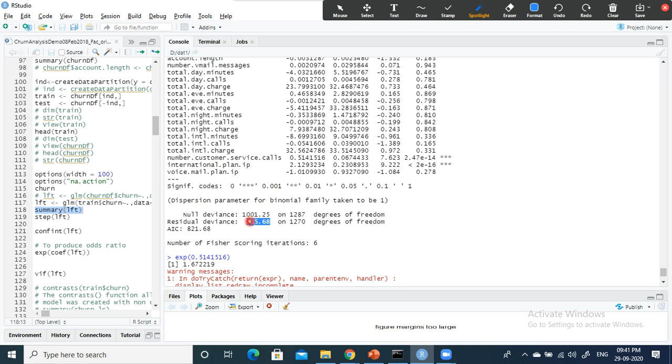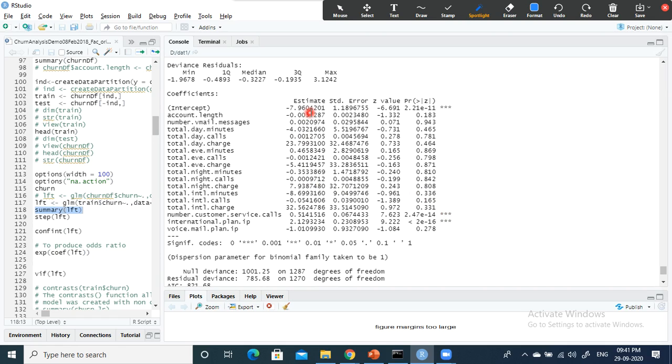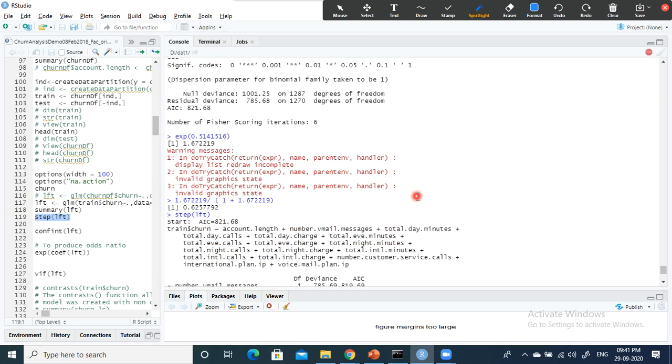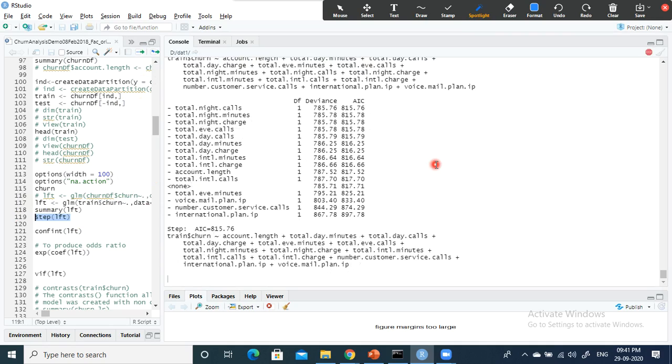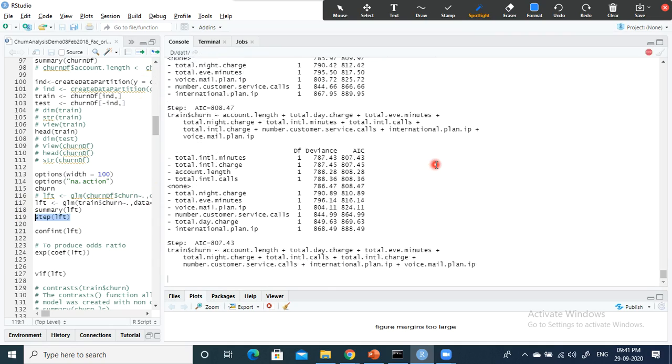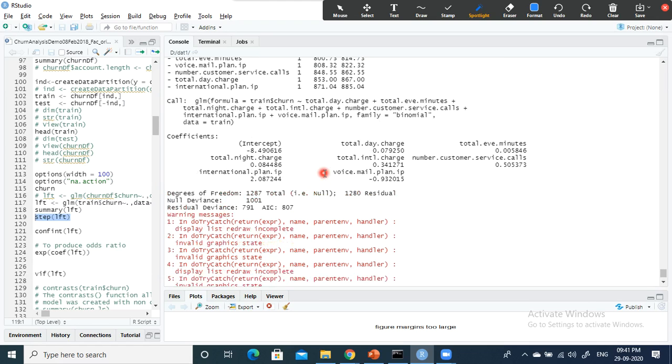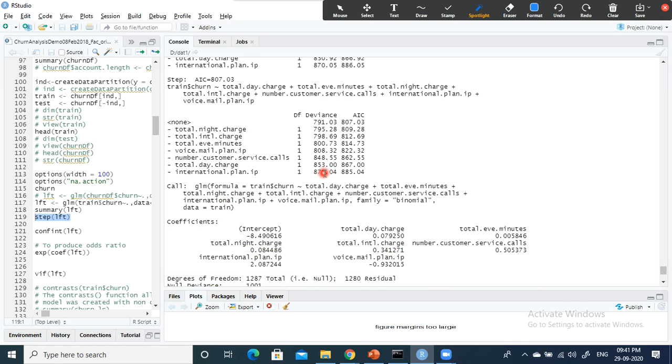Okay. Here, the Fisher scoring iterations: the fewer the iterations, the better. That means how many iterations it took to converge, that is, to reduce the error. It took 6 iterations to reduce the error. But still, we can remove the other variables, and we have a step function available, like in linear regression. We can use the step function. The step function gives us the independent variables which have higher predictive power.